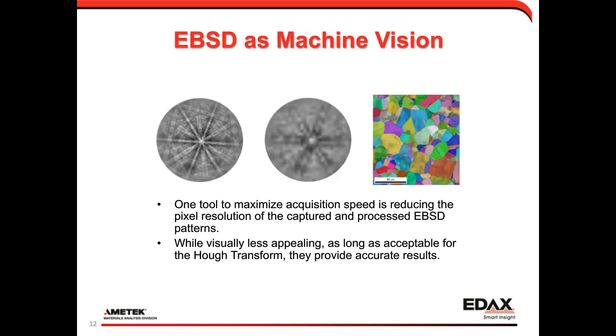So in this case, we have a pattern on the left. This is going to be a high quality pattern. The pattern in the middle is a lower quality pattern with higher binning, where we started to grade our pattern quality to gain speed. Now on the right here is the final map for our middle data set. What I hope you can see here is that while it looks uglier, kind of fuzzy, the Hough doesn't care and still provides accurate results for the final map.